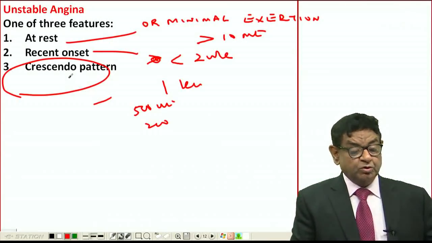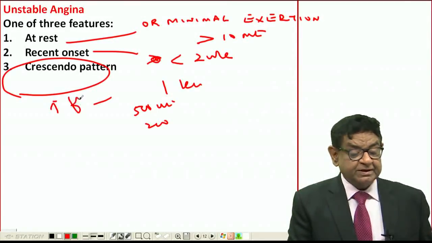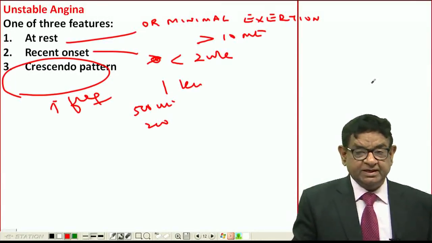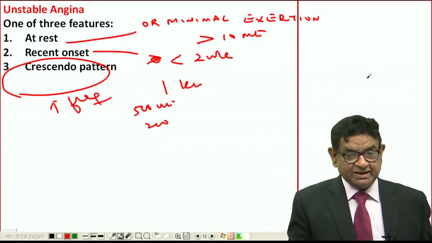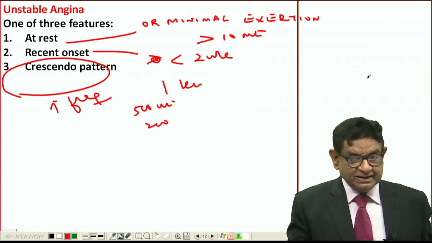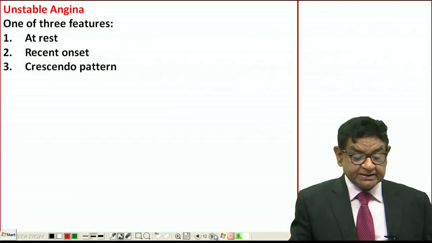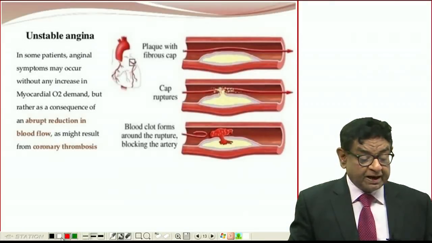If any one of the criteria is there, then we think the patient has gone into unstable angina. Okay? A crescendo pattern also includes increased frequency. The patient says, initially I used to have chest pain once in 2 days or once a day. Now I am getting pain 4 or 5 times a day. So crescendo pattern is what we typically call unstable angina. Now what is the basic pathology? The pathology is, here we have a plaque.